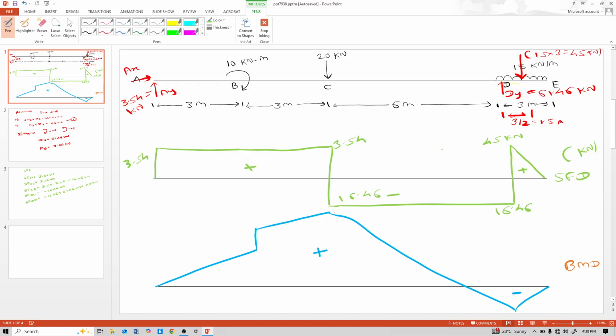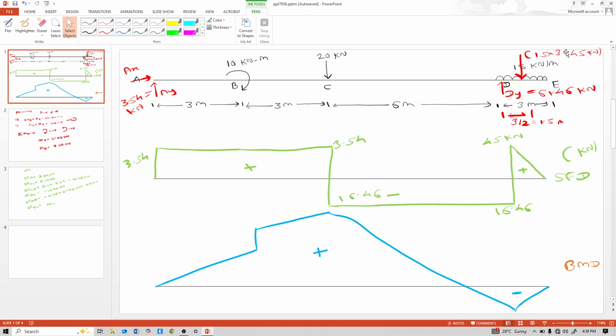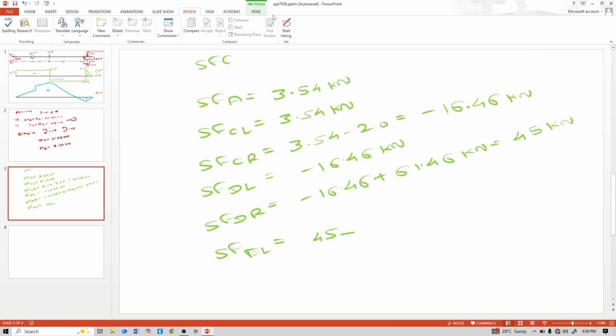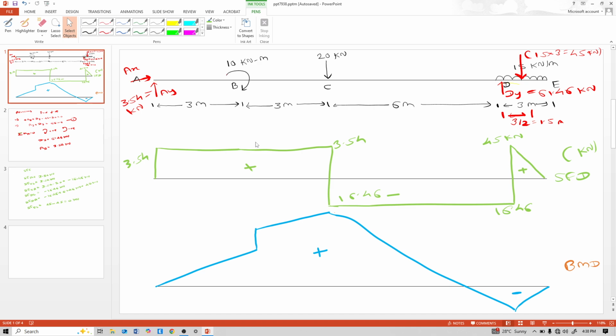Now shear force just left to that E. Shear force just left to that E is 45 kilonewton minus this 45 kilonewton. So it is 0 kilonewton. So our shape and values are correct. Now calculate moment.